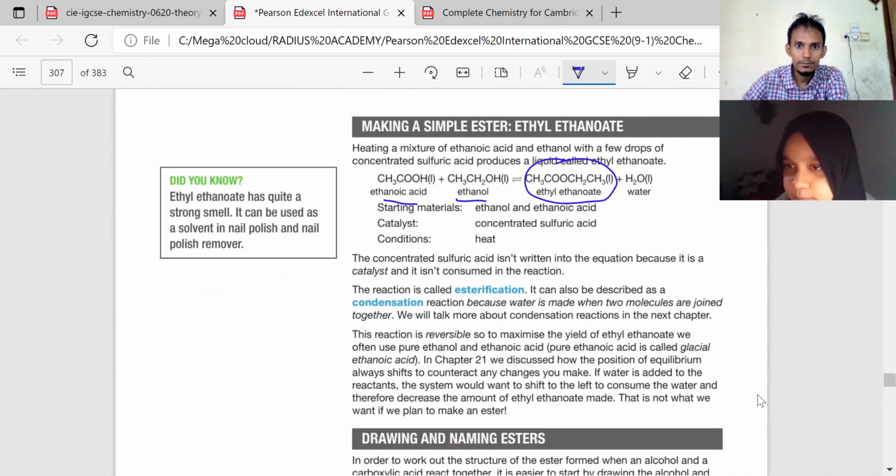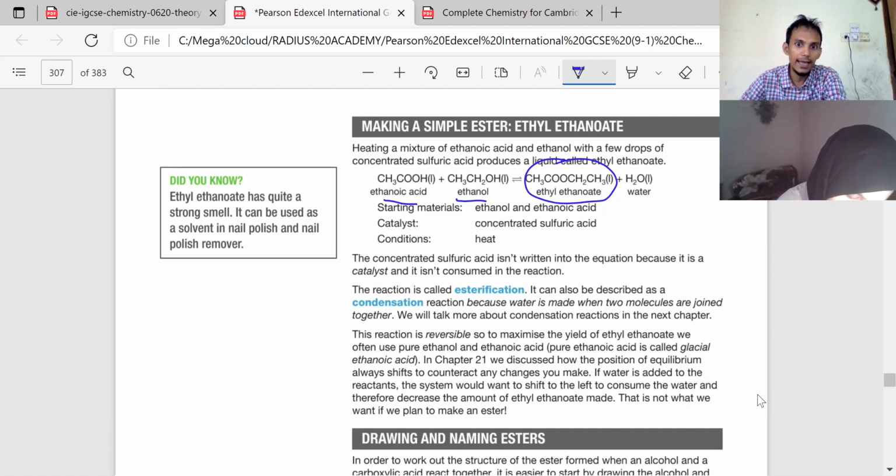What is esterification? The term is self-explanatory. Fication means formation. Esterification means manufacturing of ester, or formation of ester. This reaction we call the esterification reaction, meaning ester formation reaction. And you need a catalyst, concentrated sulfuric acid.